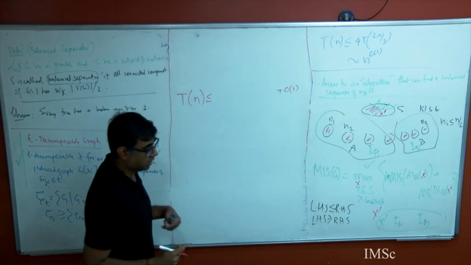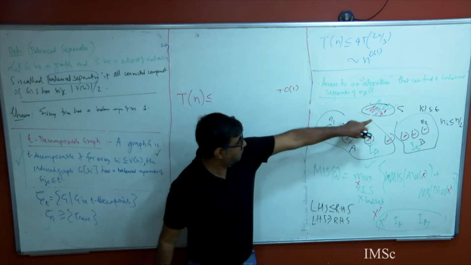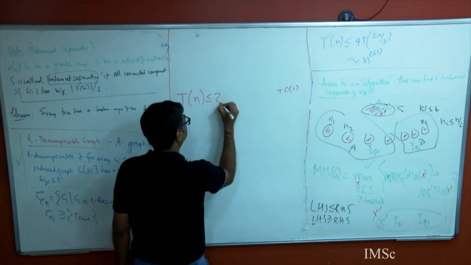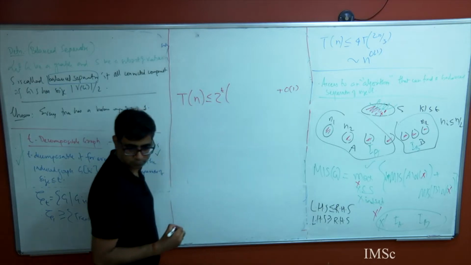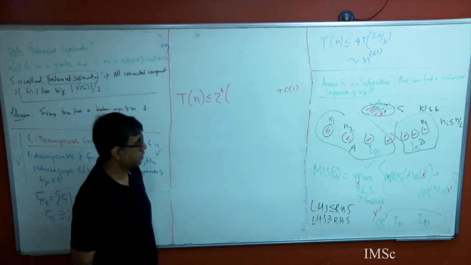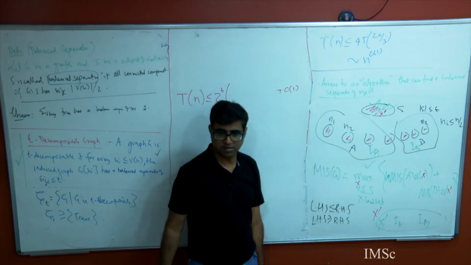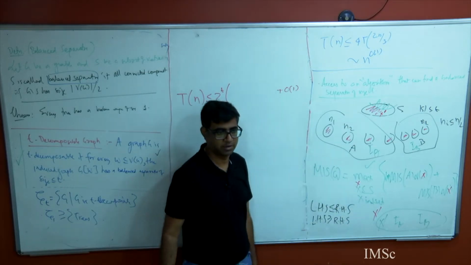Plus, given this, what do I do? I go over every partition of S. So every partition of S, so 2 to the power t, right? Because there are that many choices of S. Look at this, X is a subset of S, X is an independent set. I am just writing down whatever I have written here.